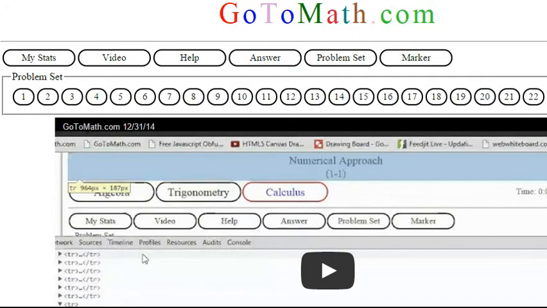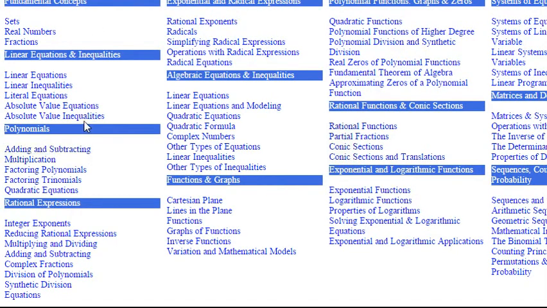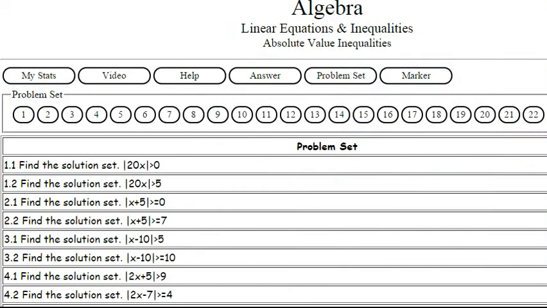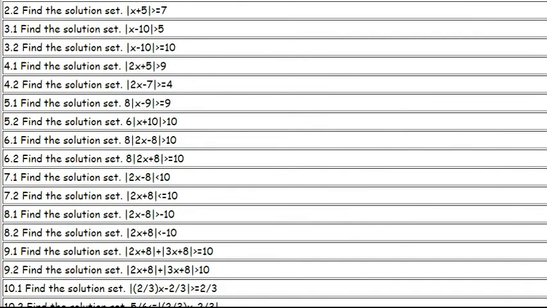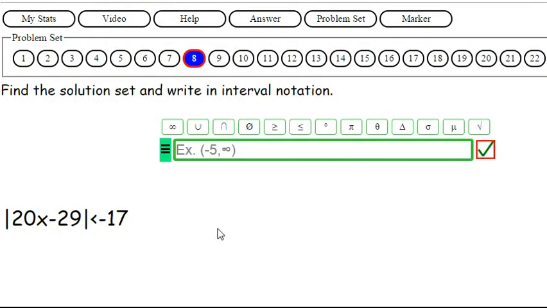We're over here, gotomath.com. Click on the algebra. Let's go down to absolute value inequalities. And we are looking at some tricky ones here. Let's look at 8.2.